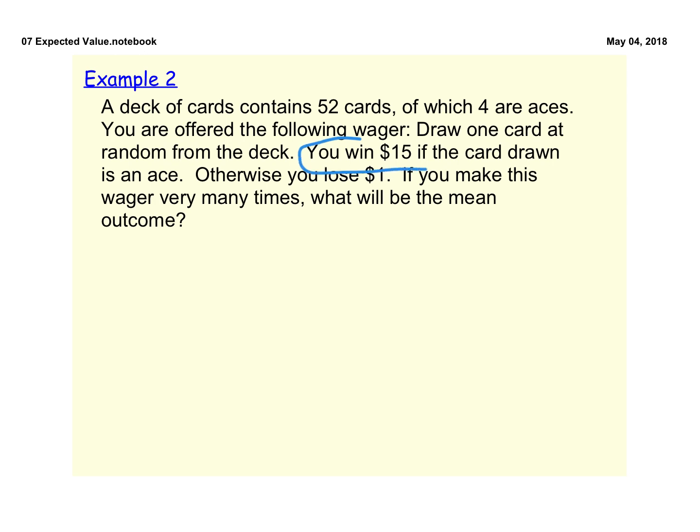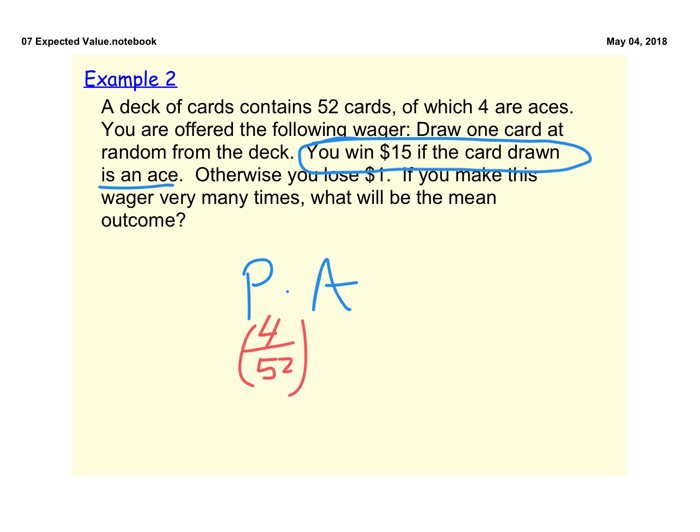You win $15 if the card drawn is an ace. P times A. Every time. Probability times the amount. And then we'll just add them up at the end. What's your probability to get an ace? 4 out of 52. What's the amount you get if you get an ace? 15. And then there's another P times A. And then we're going to add them all up.